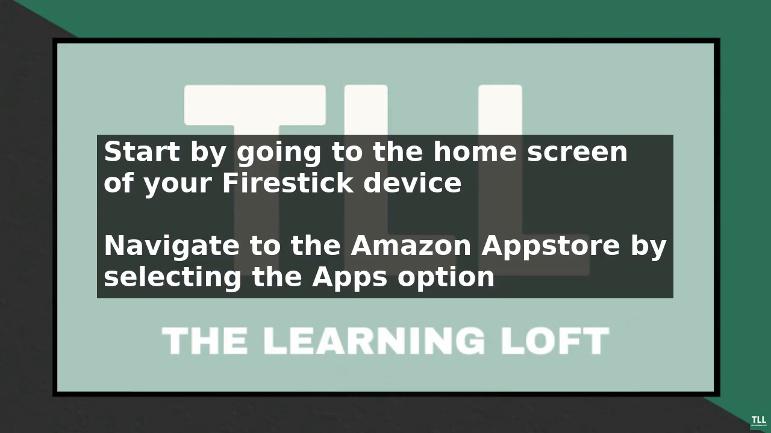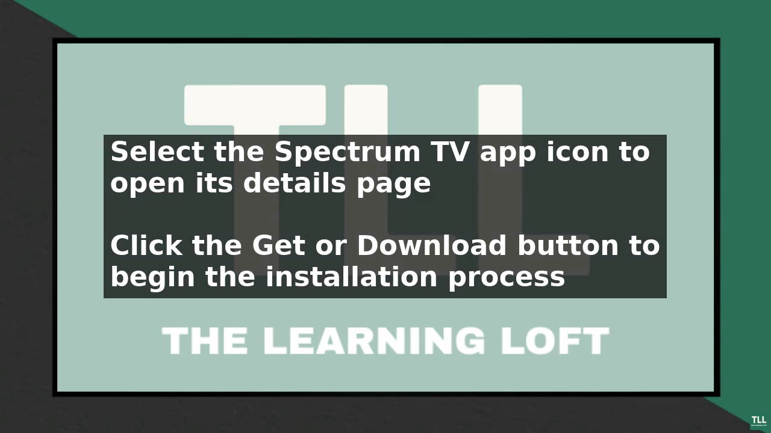Select the Spectrum TV app icon to open its details page. Then click the Get or Download button to begin the installation process. The app will start downloading and installing on your Firestick device. Wait for the installation to complete. This may take a few moments.